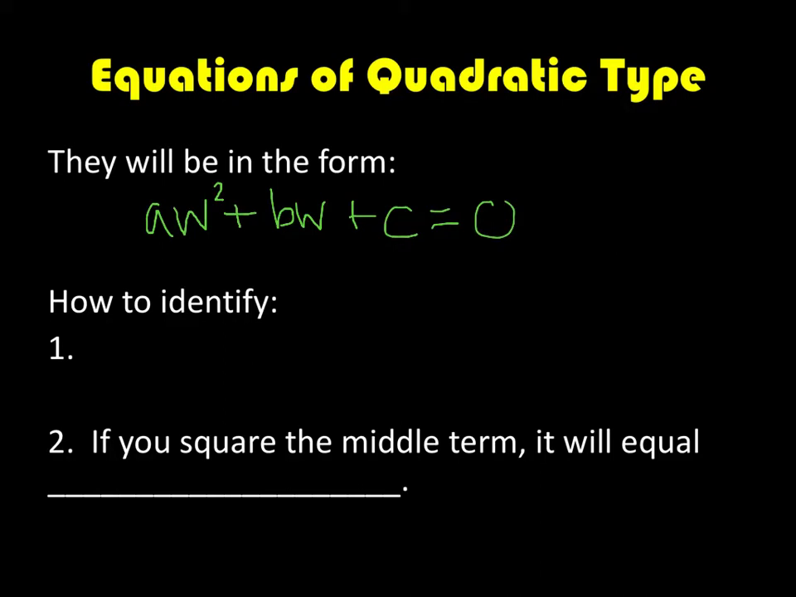So how are we going to identify that it's an equation of quadratic type? The first thing, it's going to have 3 terms. After it has 3 terms, then you're going to take this middle term. So in this case, you're going to take w and square it. If you square it and it equals your first term, then you know that it's quadratic type.